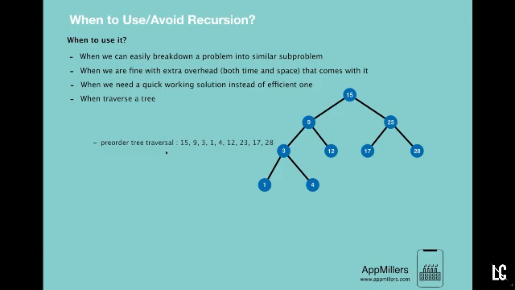Here we see that pre-order tree traversal works like this. It starts from 15, then it goes to 9, then it goes to 3, and then it goes to 1. We see that this branch is finished. Then it goes to 4, then again it goes back to this side, which is 12. Then again it goes here, 23, 17, and at the end 28. We will discuss this pre-order traversal in the tree section. Here I just want to show you that in this case recursion is very beneficial.